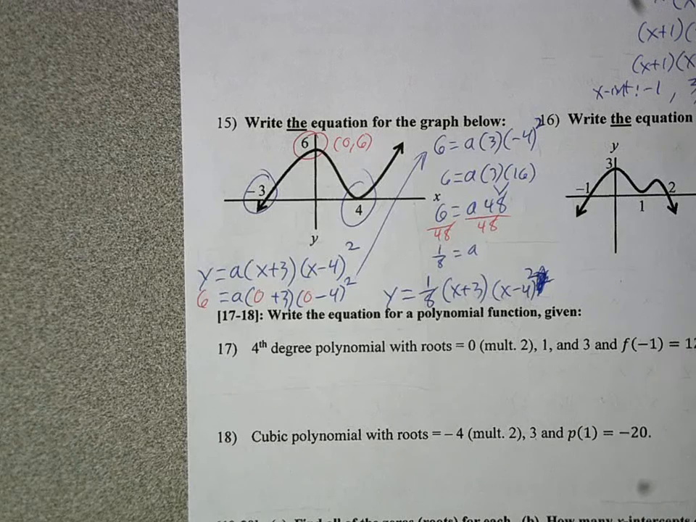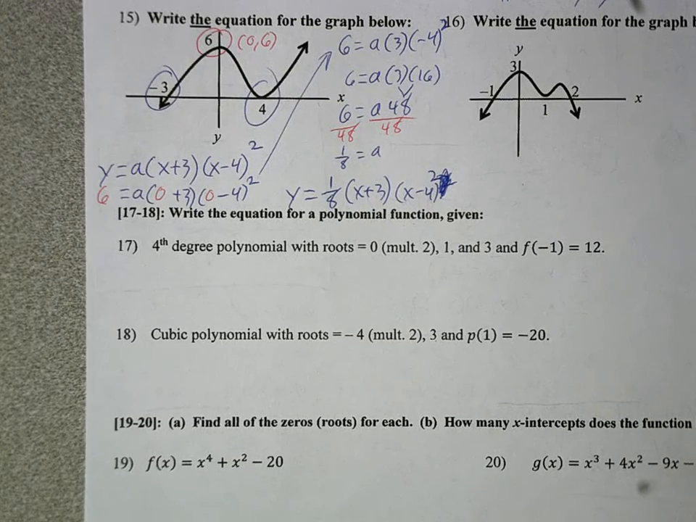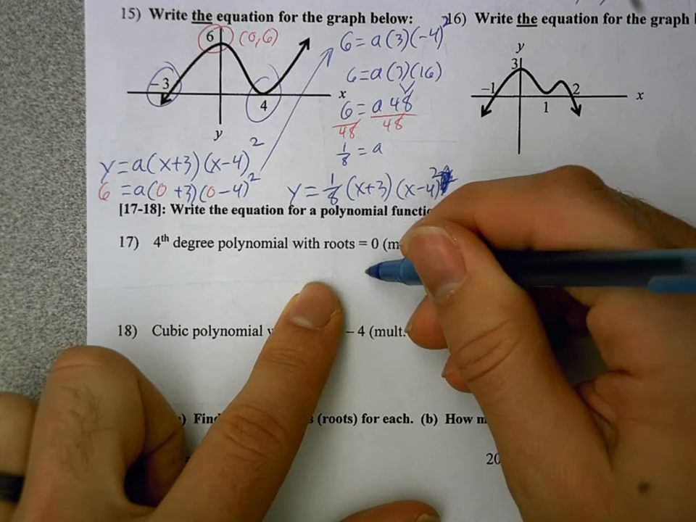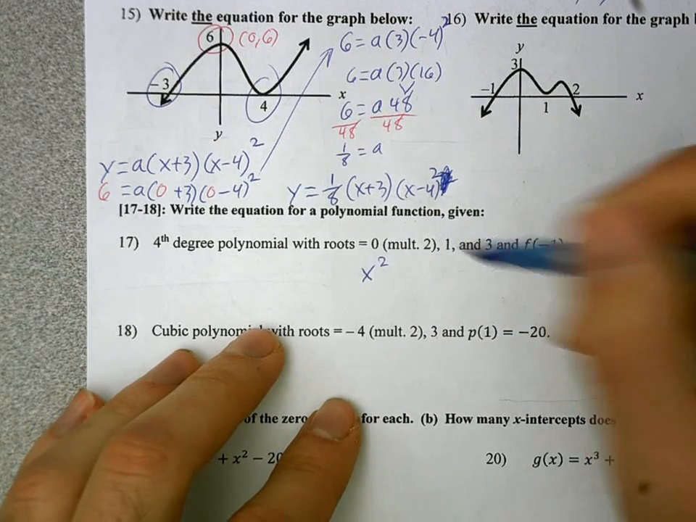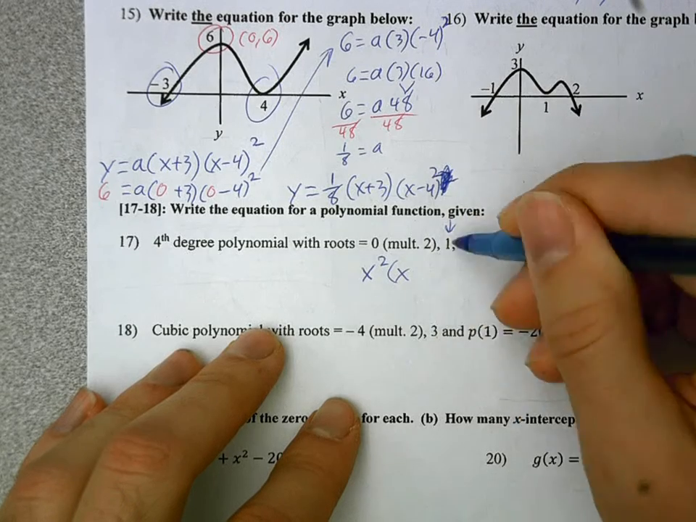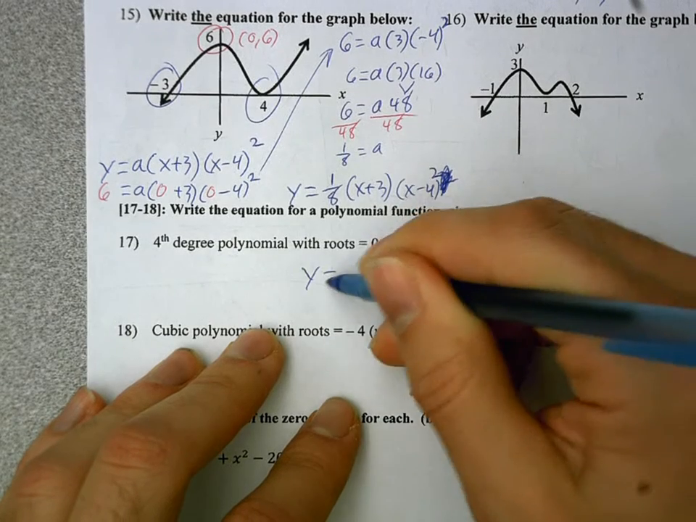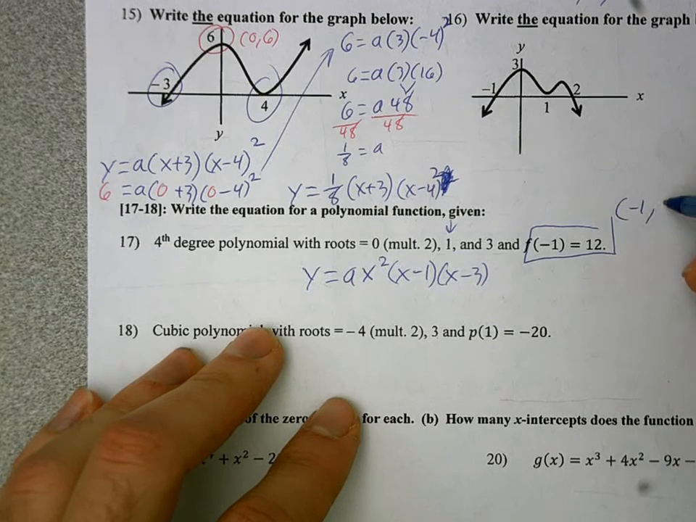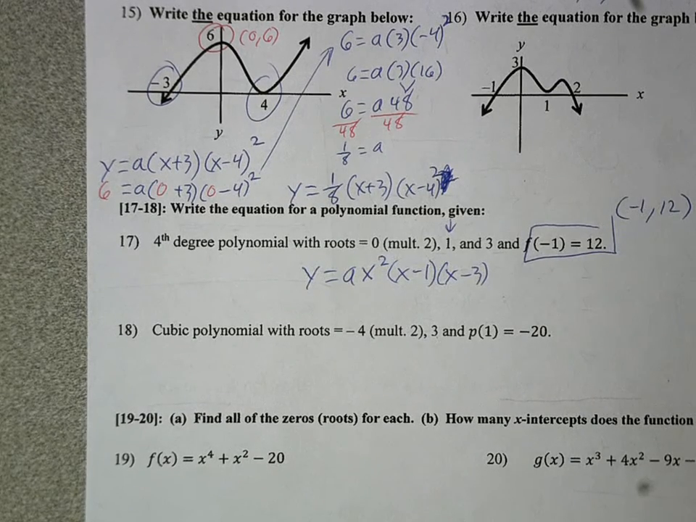17 and 18 are very similar, but instead of them giving you the graph, they just describe it. So like for 17, fourth degree polynomial with roots 0, multiplicity 2. A root at 0 would be just an x minus 0. Multiplicity 2 means it's squared. Another 0 at x minus 1, and another one at x minus 3. y is equal to a times all that. Then they give us the point, -1, 12. f of -1 equals 12, that's a point on the graph. Plug it back in and solve for a.